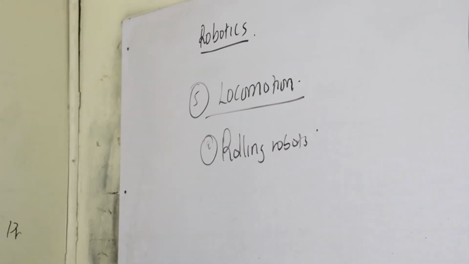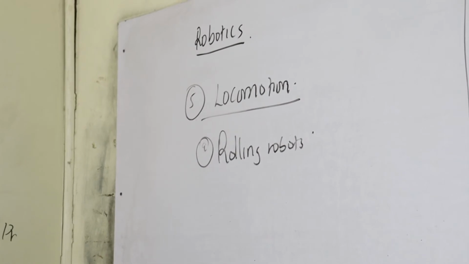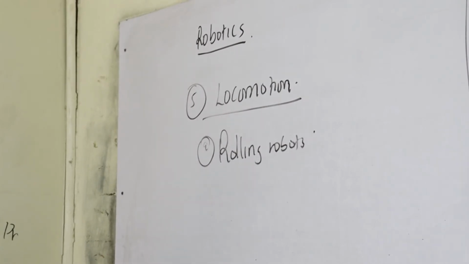So there are several types of rolling robots. Just to mention, we can talk of the two-wheeled balancing robots. We can talk about one-wheel balancing robots. We can talk about the robots that have what we refer to as spherical orbs. And also we can talk of the six-wheeled as well as the tracked robots. Those are examples of rolling robots.